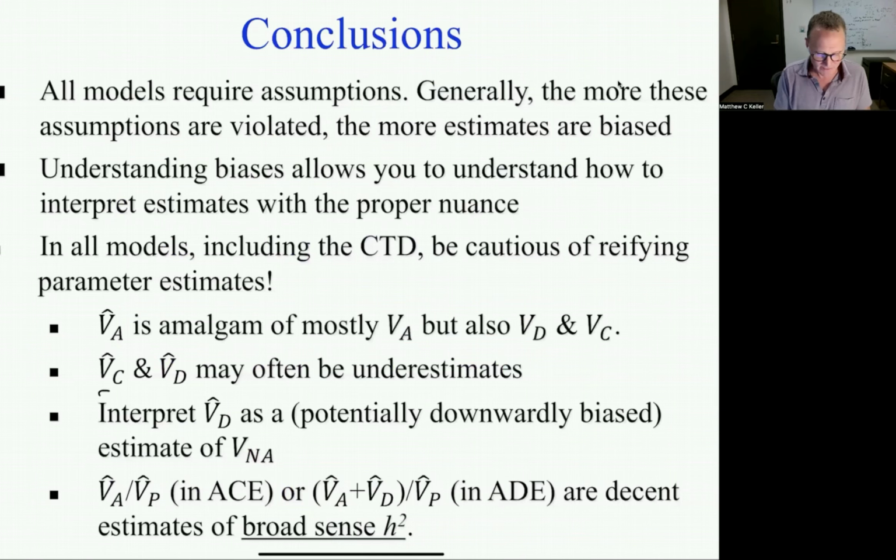The estimates of VC and VD may often be underestimated. We should interpret VD not as a true or pure estimate of dominance variance per se, but rather as an estimate of the non-additive genetic variance more broadly. And finally, the estimates of heritability in an ACE model or an ADE model, and here I mean the broad sense heritability, are probably pretty good estimates of that same quantity in the population.